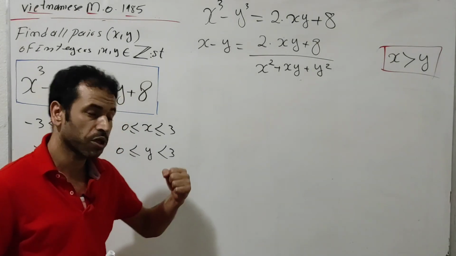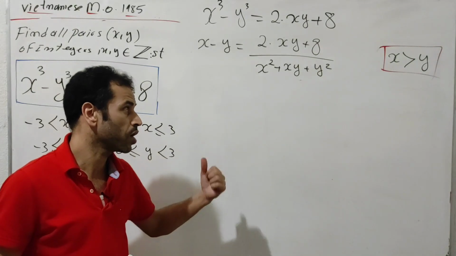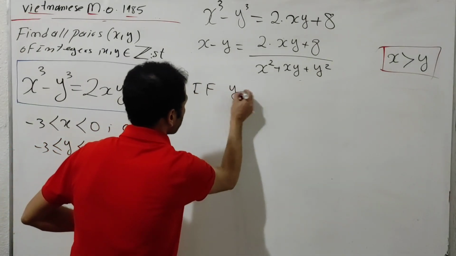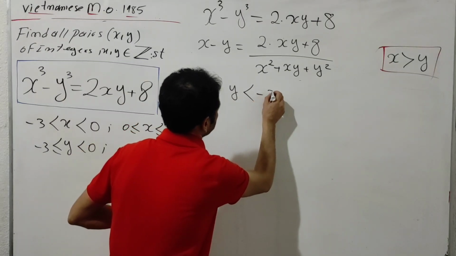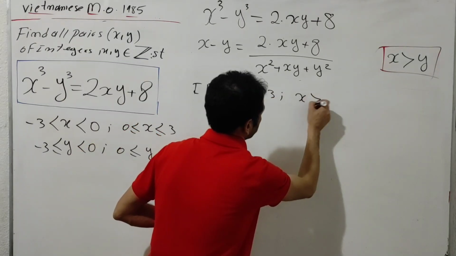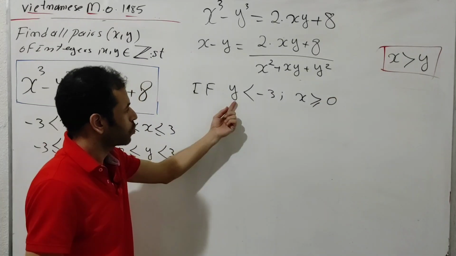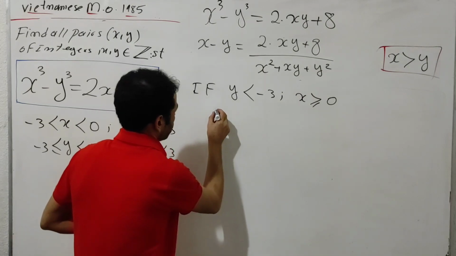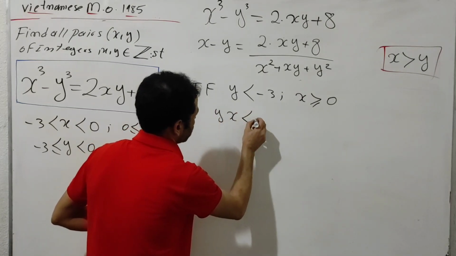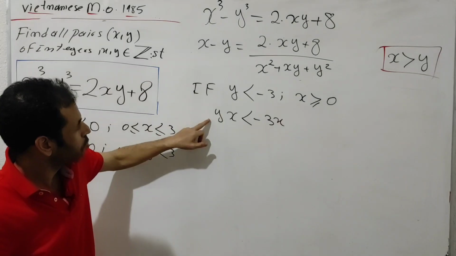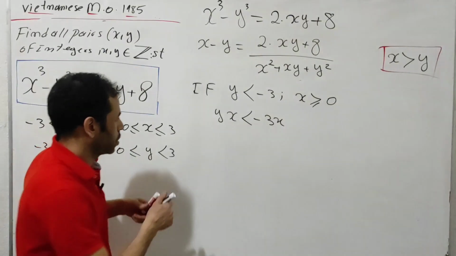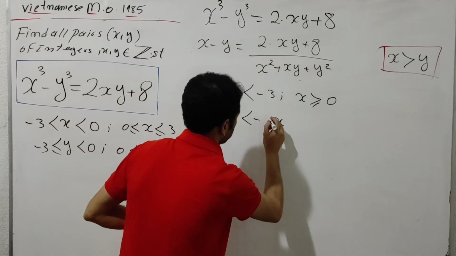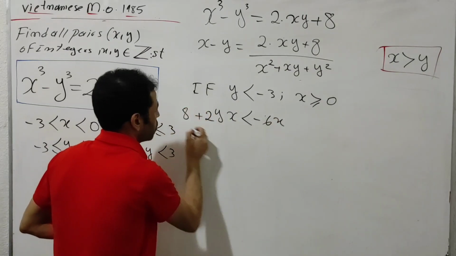So x must be positive because it's bigger than y, which must be negative. Okay, if y is strictly inferior than minus 3 and x is superior or equal to 0, okay, so I'm going to multiply both sides by x. I will have yx is inferior to minus 3x. Now I'm going to multiply both sides by 2. Here I will have 2yx, here I will have 6. Then I'm going to add 8 on both sides.